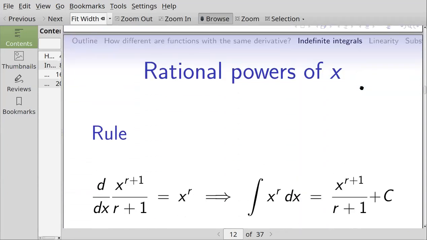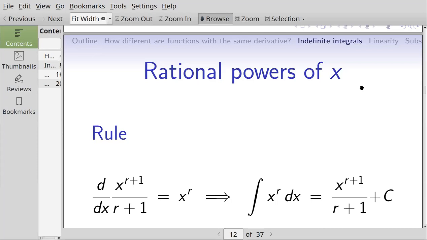Okay, so remember that for rational powers, I had this rule that the derivative of x to the r is r times x to the r minus 1. So if I take the derivative with respect to x of x to the r plus 1 divided by r plus 1, I will get x to the r. R is a rational power. We haven't considered real powers yet, but r is some rational power.